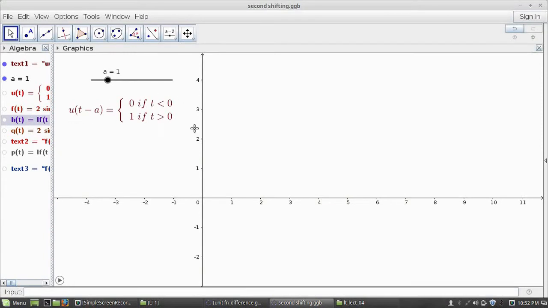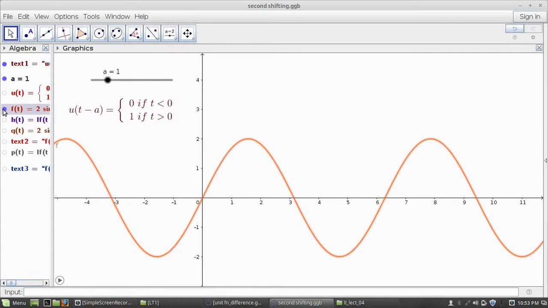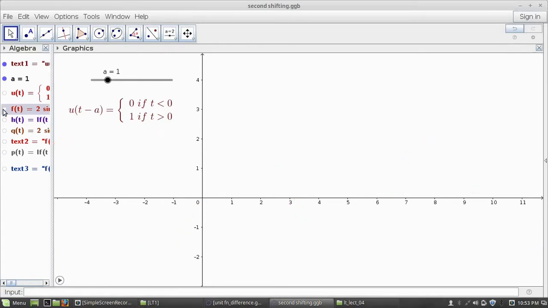See the visualization of the second shifting theorem for the function f(t) = 2 sin t. So this is the function f(t) = 2 sin t, and this is u(t - 1), whenever a is equal to 1. This u(t - 1) has the output 0 for t less than 1 and equal to 1 for t greater than 1. Now see the multiplication effect, f(t) into u(t - 1).